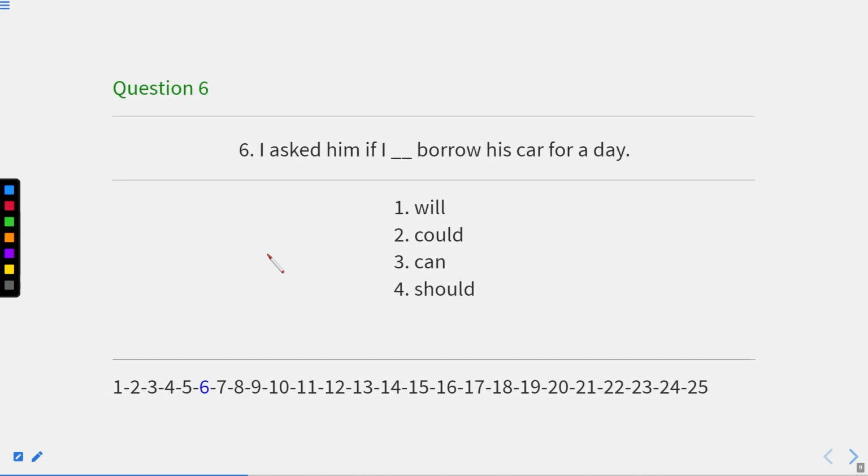Now let us move to the next one. This is question number 6. I asked him if I dash borrow his car for a day. So again, if I will, because the sentence is in past, will cannot come, would not come. Should borrow shows the suggestion or the advice, so this cannot also come. Could is the appropriate word for this blank. Why so? Could shows the ability, also the past tense of can. Here the solution will be second. In indirect speech could be used.